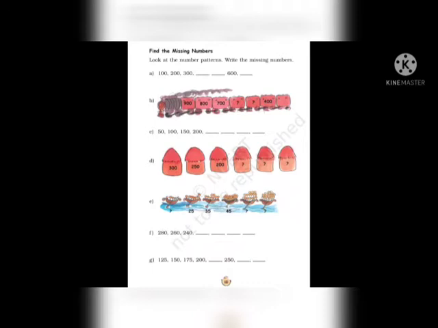Find the missing numbers. Look at the number patterns. Write the missing numbers. Here we have been given some questions. We have to look at the pattern, understand the pattern, and in a similar pattern find the missing numbers. Questions A, C and F we will do, and the rest of the questions you will do yourself in your book. So now let's see questions A, C and F.